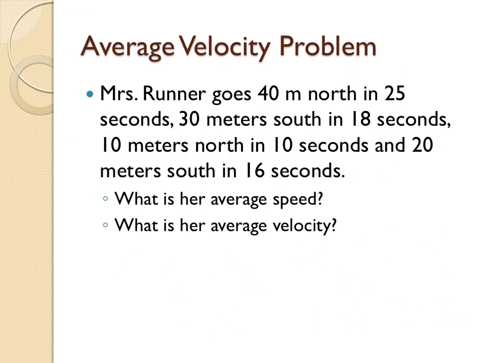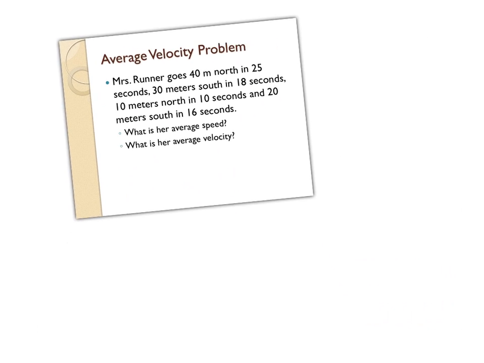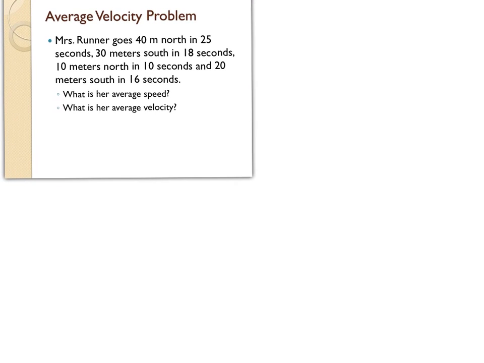Let's try one that's a little more complicated. So we have Mrs. Runner going 40 meters north in 25 seconds. So let's make that 40. And we have 25 seconds. And then she goes 30 meters south. Draw that a little longer. It does help if you try to draw your pictures to scale. 30 meters south in 18 seconds.